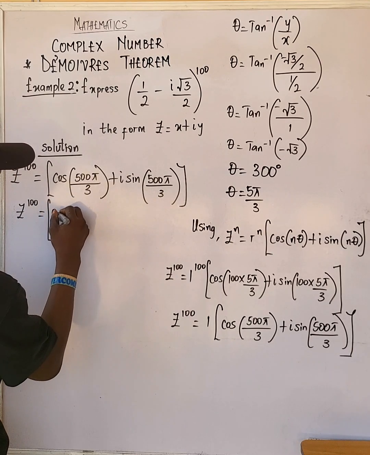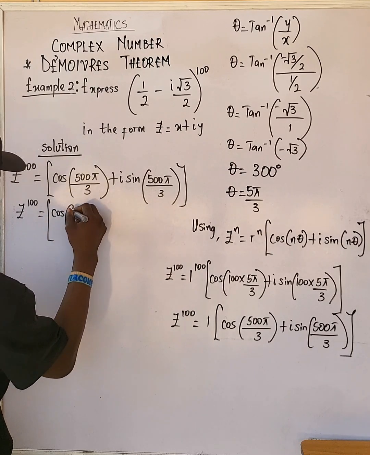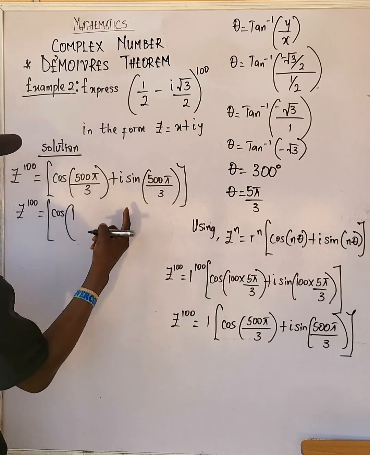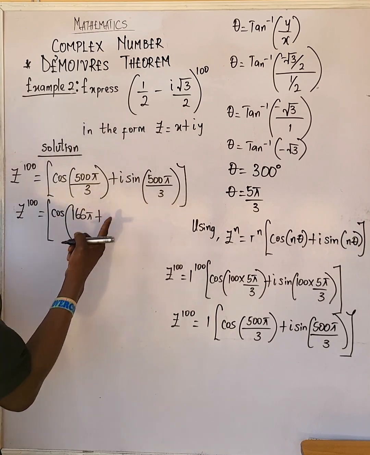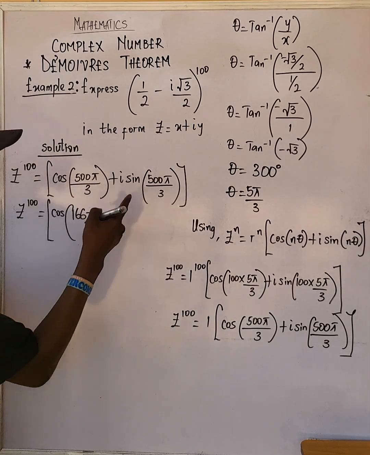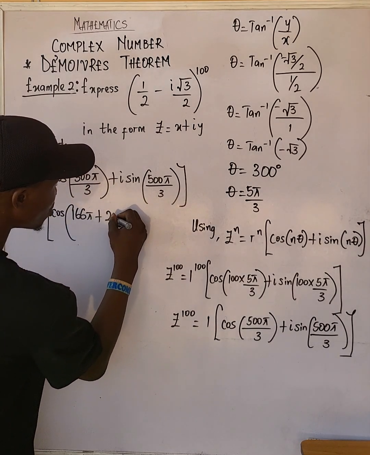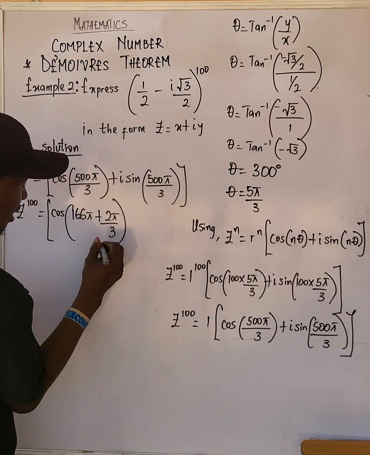So what do we now have here? We'll be having cos. So that will be what? You use 3 multiplied by 166. That will now be 166 pi plus, it will remain what? 498. If you give us 498, it remains 2 to complete 500. That will be 2 pi over 3. Do you understand the formulation?